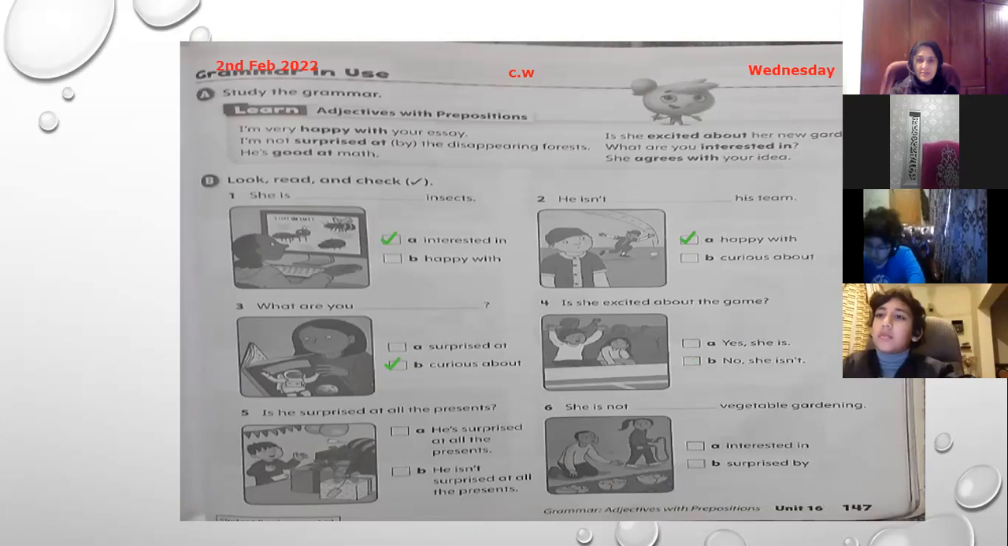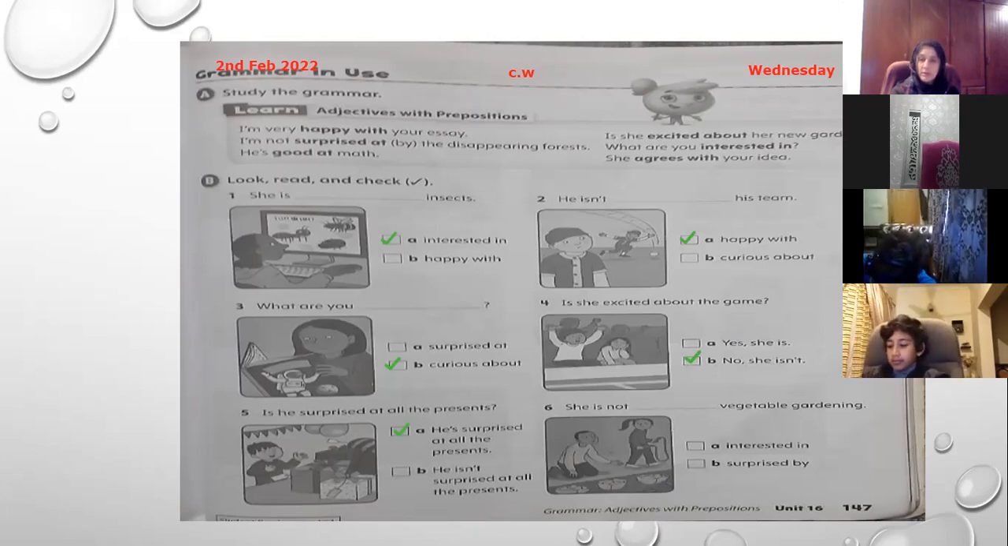No, she isn't. Okay. Number 5, because I was looking at the slide, so from the slide I didn't see properly whether there's a boy or girl. So is he surprised at all the presents? Is he surprised? Yes, he is surprised at all the presents. Okay. She is not dash vegetable gardening. She is not interested in, or she is not surprised by vegetable gardening.